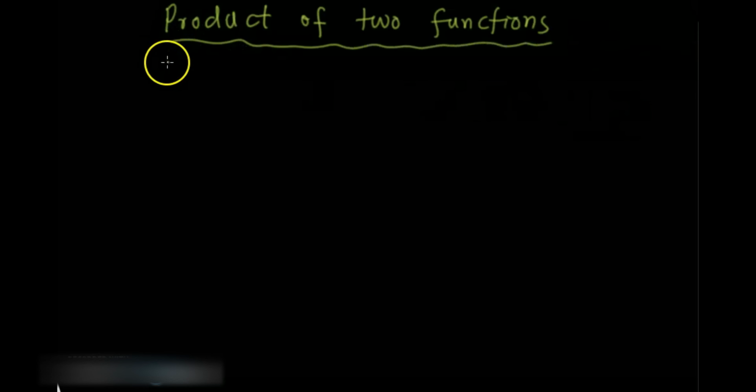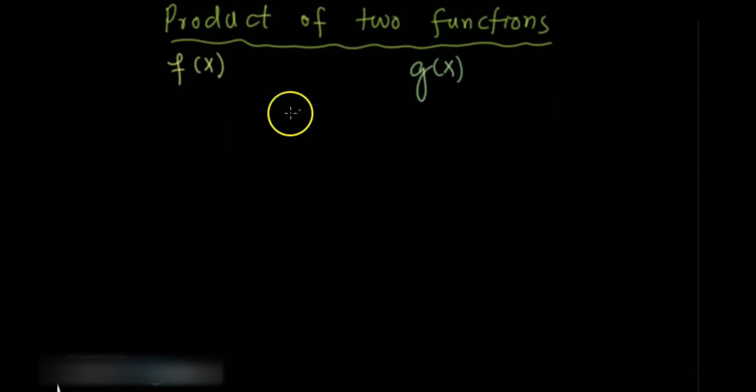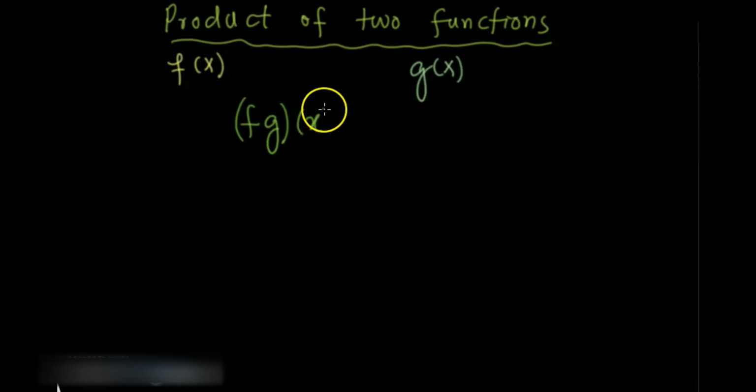Consider we have two functions, one is f of x and the other one is g of x, and we are interested in the product of these two functions. The product is defined by fg, multiplication. When we operate it onto some variable x, we mean f of x multiplied by g of x.